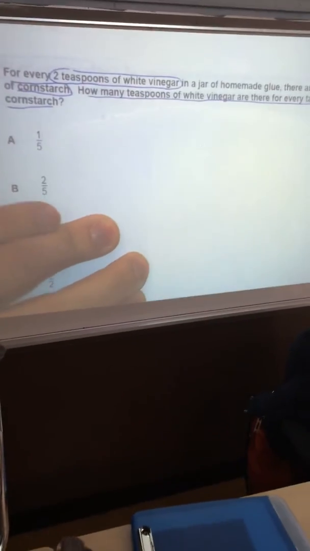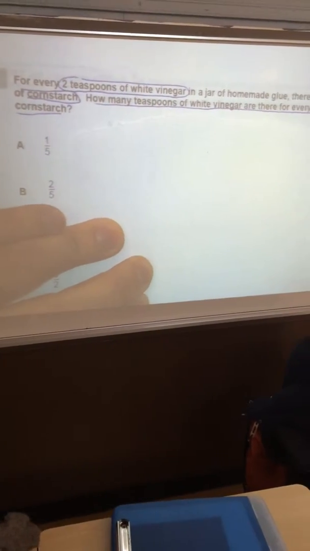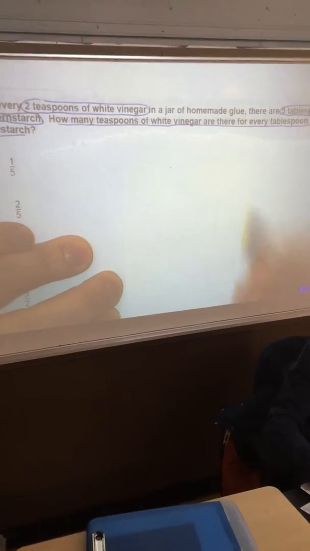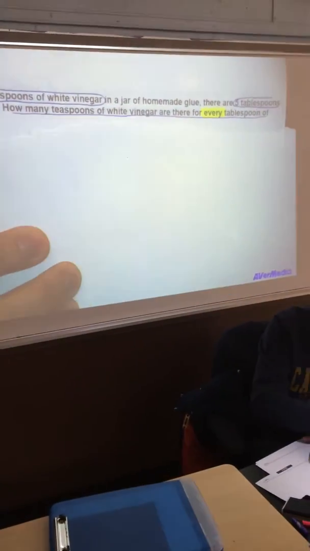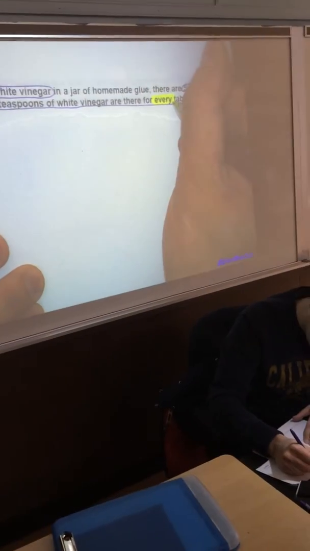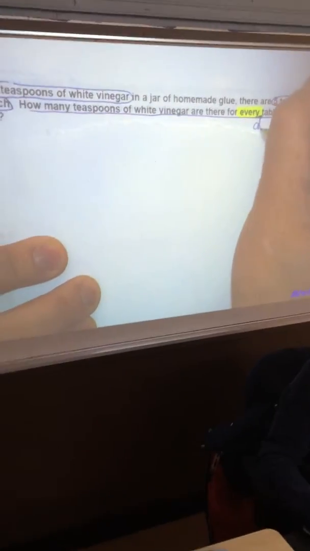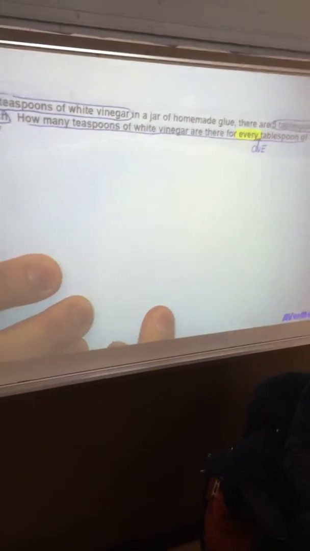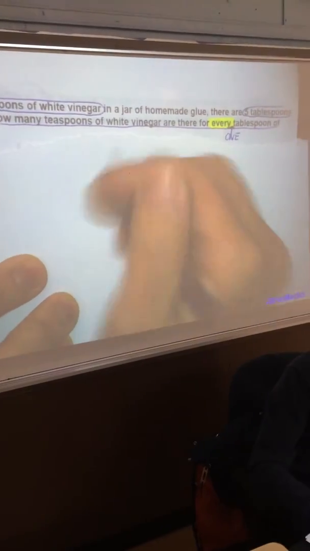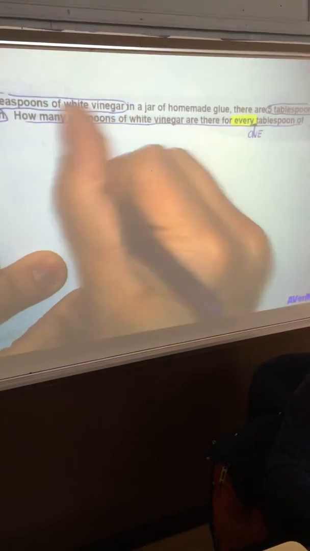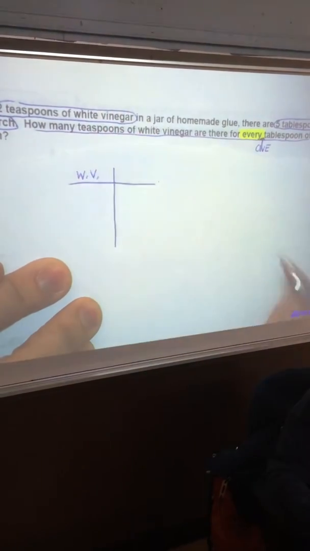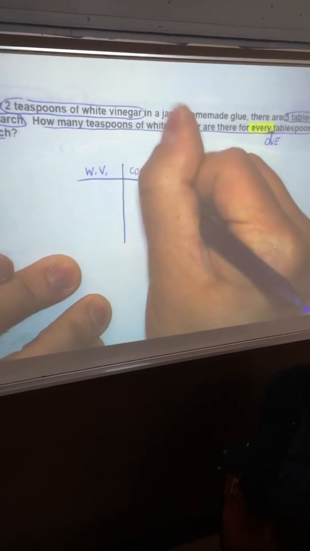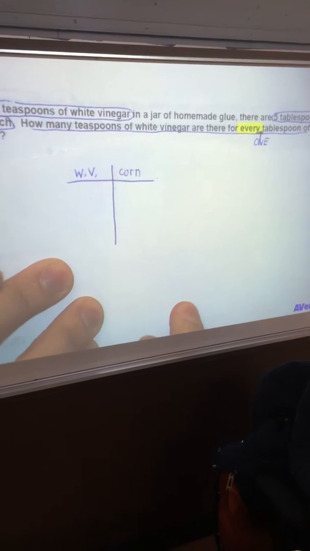So at this point, if you don't have a yellow highlighter or you didn't highlight this on your test, I see a P word, and we always P on our tests, and then we label it 1. Right after we P, we make our ratio table. So the 2 things in this problem that are being compared are white vinegar, so I'm going to call that WV, and then cornstarch, which I'm just going to label corn.